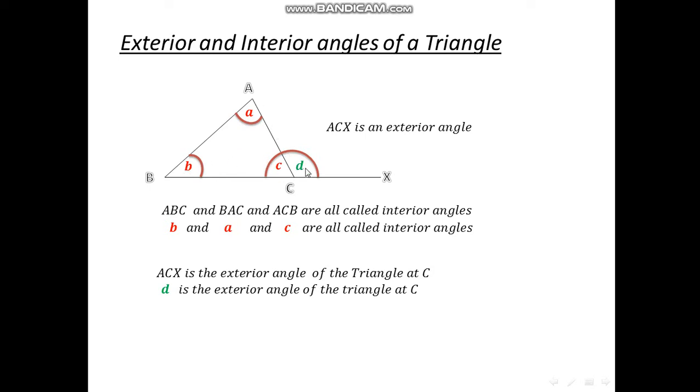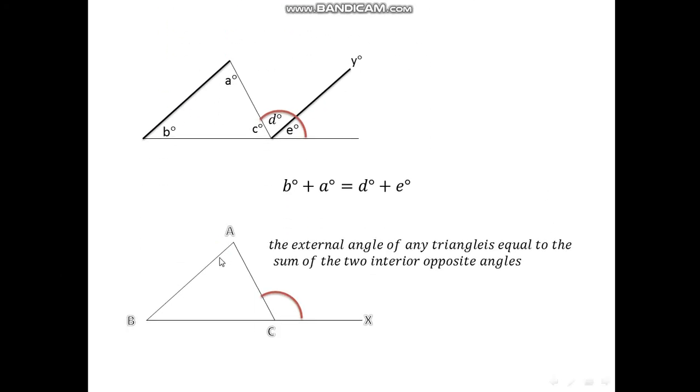Why? Because this is a rule. The exterior angle D is equal to the sum of the two interior opposite angles. Opposite angles have nothing to do with C. C is the adjacent angle to the exterior angle. So you have nothing to do with the adjacent angle. We speak about the opposite angles.